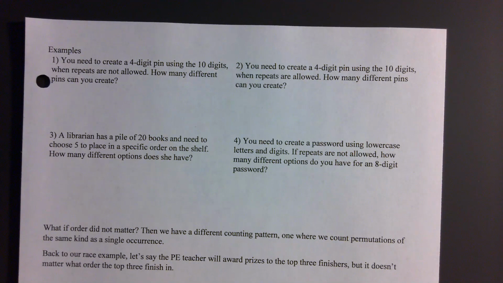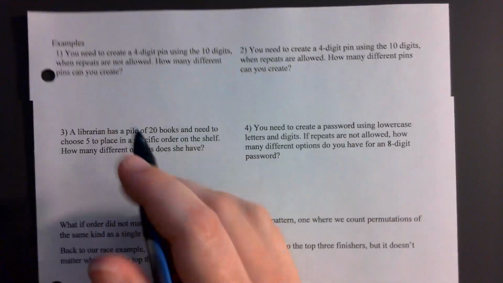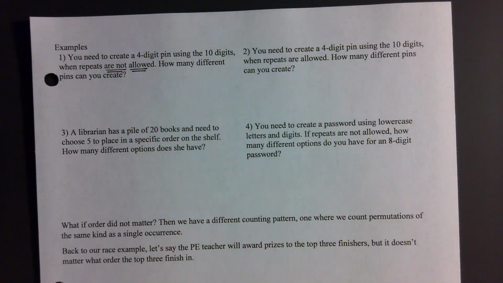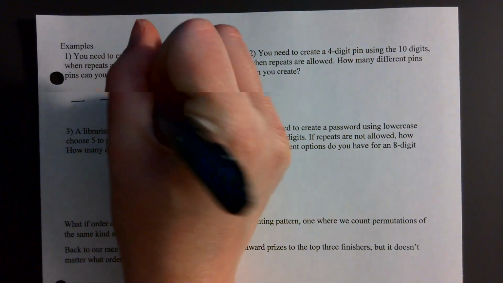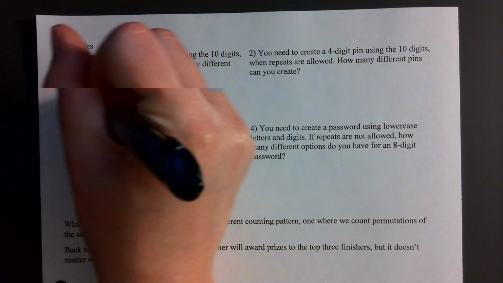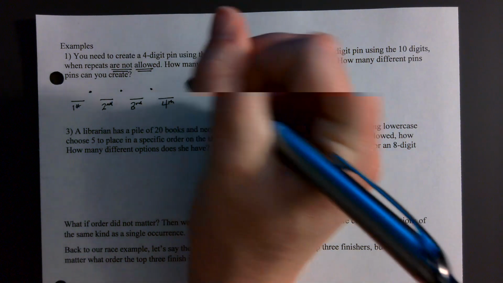So, taking a look at some examples. Okay. So, looking at our example here, we have a 4-digit pin using 10 digits. And it says repeats are not allowed. So they are not allowed. If repeats aren't allowed, so we have a 4-digit pin. So once again, we have first pin, second pin, third pin, fourth pin. And we're going to multiply these together. So we have first number, second number in the pin, third number in the pin, fourth number in the pin.